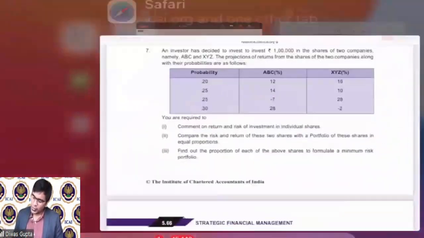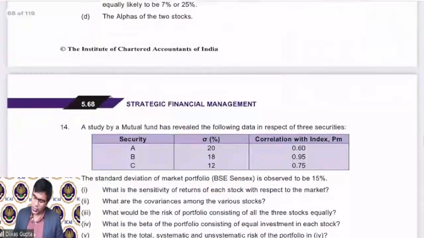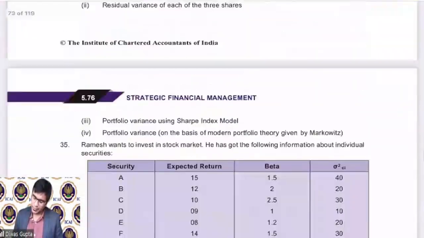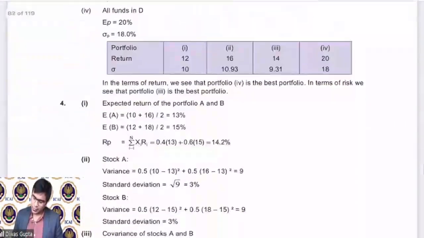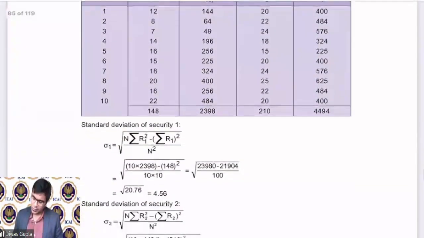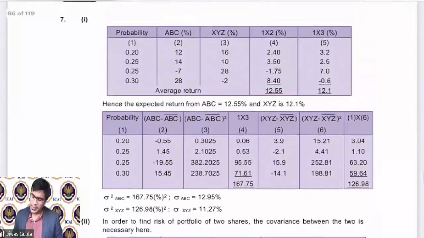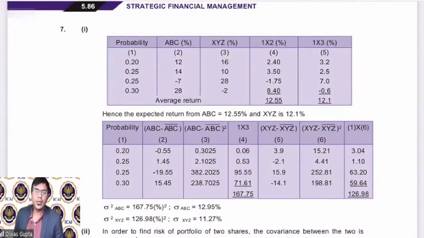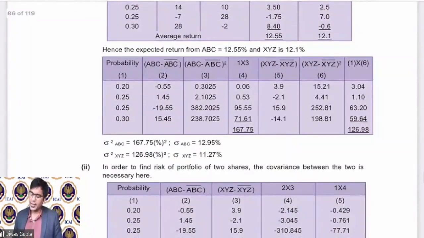Okay, let us go to the solution and discuss it. See, now solution 7.1, first of all we are calculating the security, which is ABC and XYZ, return as well as risk. So in the first table, this is calculated as return 12.55 and 12.1, and in the second table the risk is calculated, which is finally denoted as 12.95 and 11.27.